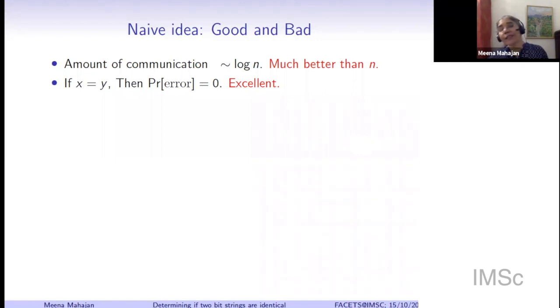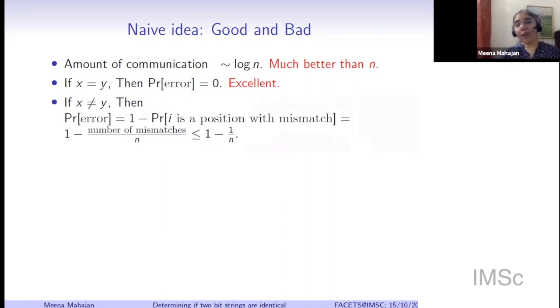If the two strings X and Y are actually the same, then what is the probability of error? Actually, the probability of error in this case is 0. No matter what Alice picks, Alice picks i, sends Xi. Xi is going to be the same as Yi because X and Y are the same. So there's absolutely no error in this case.